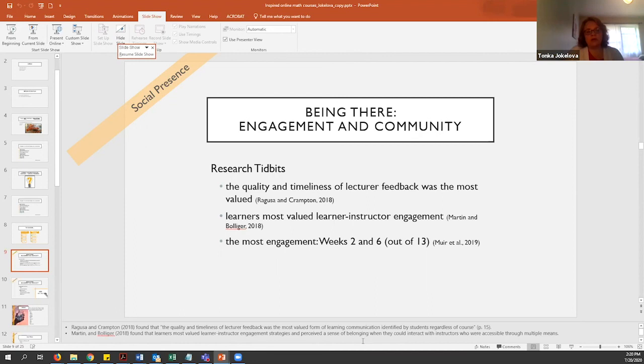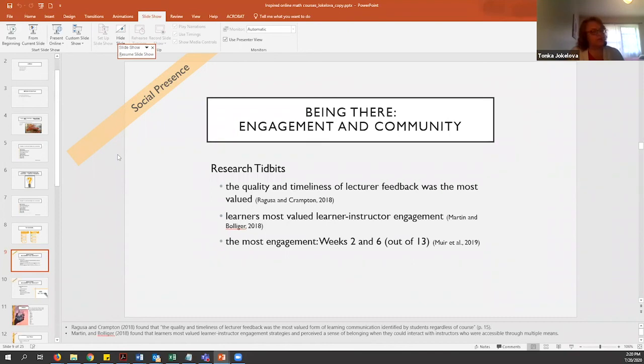So again, how you perceive your students and how you interact with your students need to be very high on your planning list. You should start thinking about some engagement strategies and how you're going to interact with your students, because again, it might make quite a bit of a difference in how your students perceive the course.